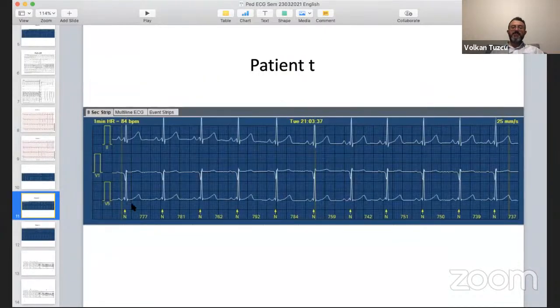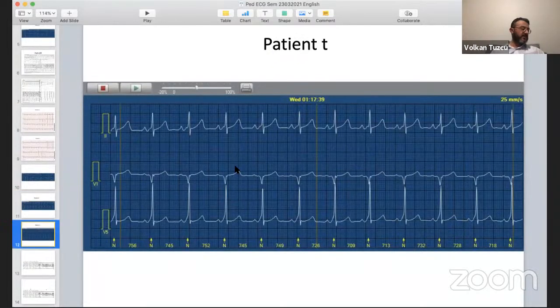Okay, subtle pre-excitation, because it's not obvious. I mean, it is obvious, but it's not that much. So it's a minimal pre-excitation. So we call this subtle pre-excitation. Same patient, different part of the Holter. So what do you think about this one?